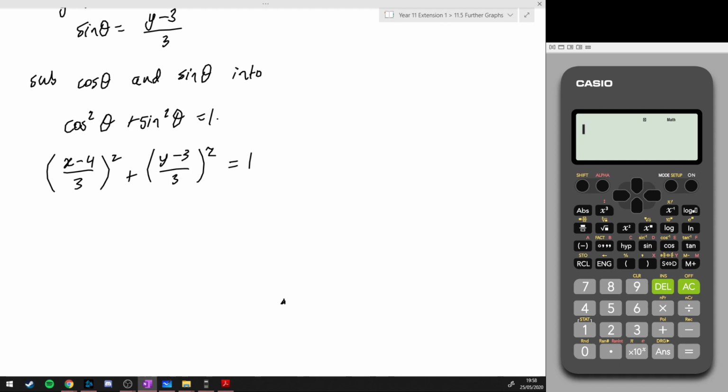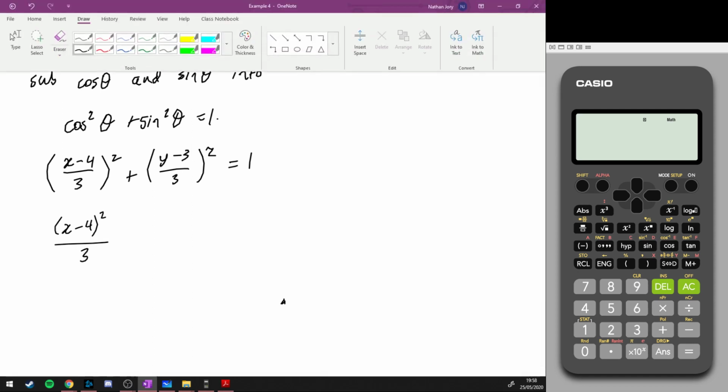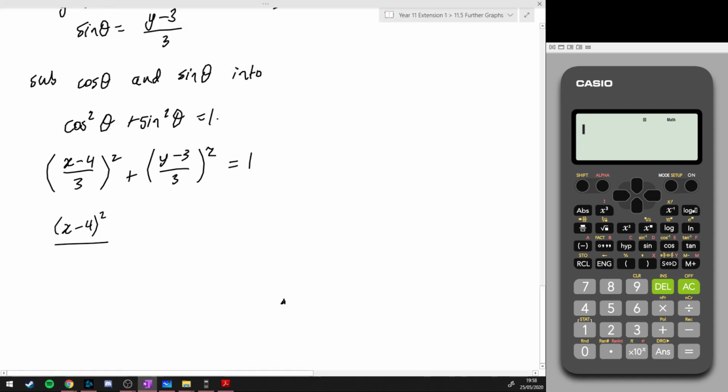So expanding this out, we get x minus 4 squared on, not 3, that should be a 9 in this case, because 3 squared is equal to 9. Plus y minus 3 all squared, also over 9 there too, and that is equal to 1. Now we're going to multiply through by 9, and we get x minus 4 squared plus y minus 3 squared is equal to 9.